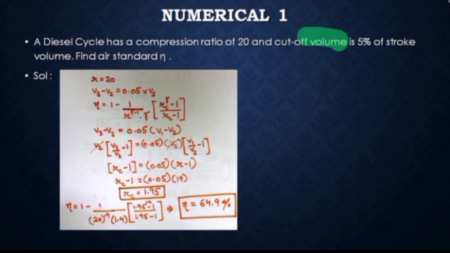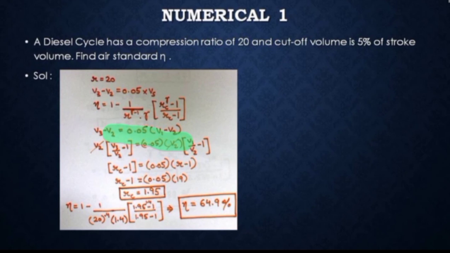So how will we proceed? We will simply write whatever is given in the question, and we will recall the efficiency formula for diesel cycle. The efficiency formula for diesel cycle was 1 minus 1 upon r raised to power gamma minus 1, into 1 upon gamma, into bracket rc raised to power gamma minus 1 upon rc minus 1. In it, rc was the cutoff ratio and r is the compression ratio. So r is given, which is 20, and the condition, v3 minus v2 is equal to 0.05 into vs, is given. We have written v3 minus v2 is equal to 0.05 into v1 minus v2.